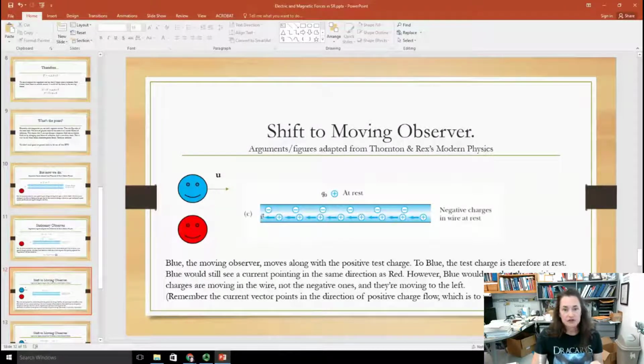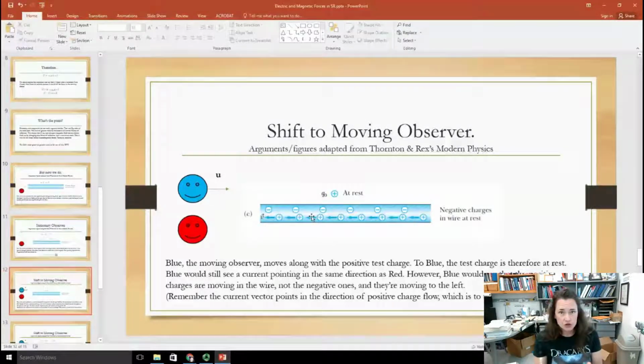Remember also that those negative charges were moving to the right at the same speed as the positive test charge. So now, according to the blue observer, those negative charges are at rest. That means, though, that the positive charges, according to the blue observer, are moving to the left. So both the blue and the red agree that there's a current in the wire. But blue would say that it's the positive ones that are moving.